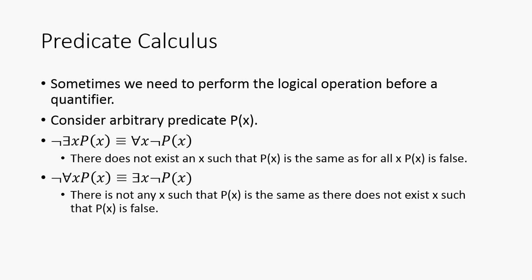Sometimes we need to perform a logical operation before a quantifier. So consider some arbitrary predicate p of x. Doesn't matter what it is. If we're trying to say that it's not the case that there exists an x such that p of x is true, this is equivalent to saying that for all x, it is not the case that p of x is true. Similarly, if we want to do this with the universal quantifier, if we want to say that it's not the case that for all x, p of x is true, then we could say that there exists some x such that p of x is false.